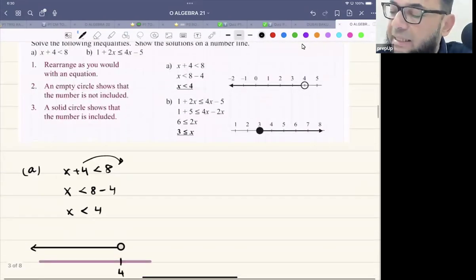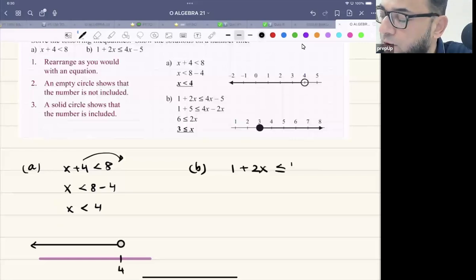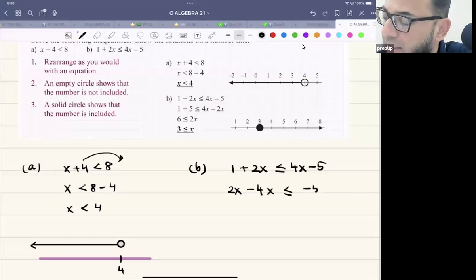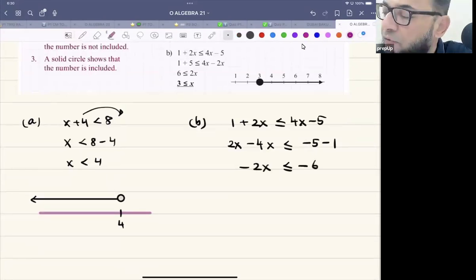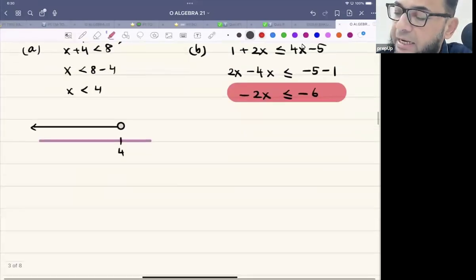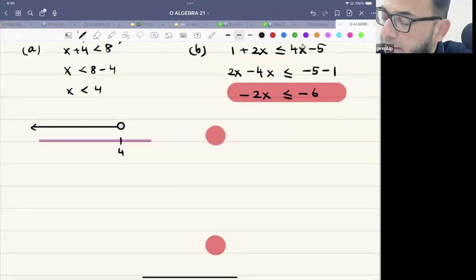Similarly, part B. 1 plus 2x is less than or equal to 4x minus 5. 2x minus 4x is less than or equal to minus 5 minus 1. Negative 2x is less than or equal to negative 6. Now let me focus on this one and solve it in two different ways. This is method 1, this is method 2.